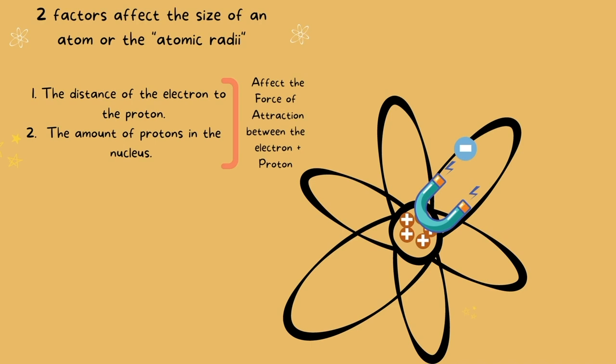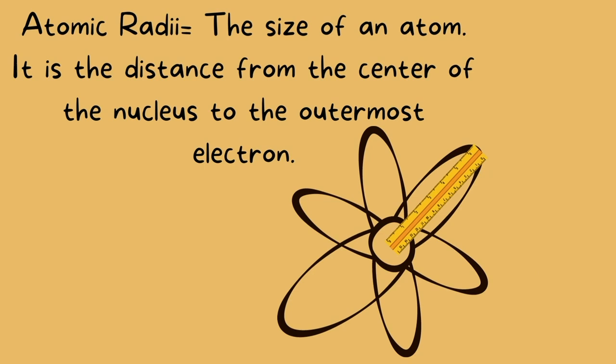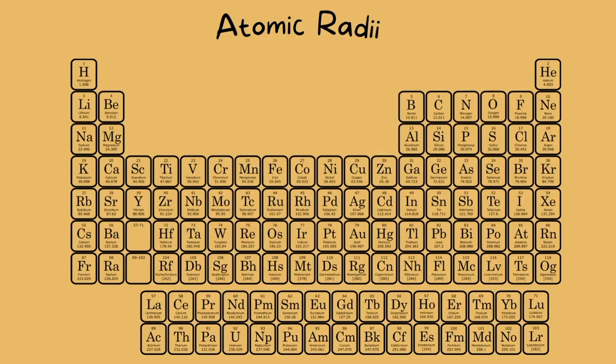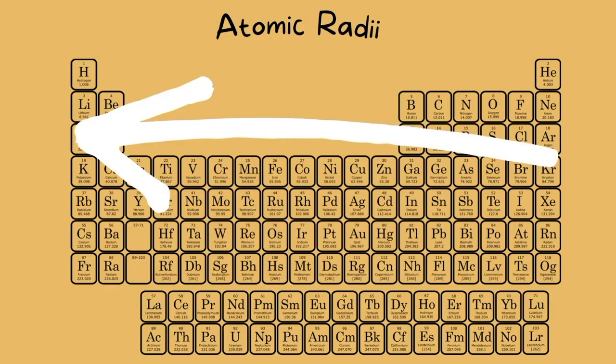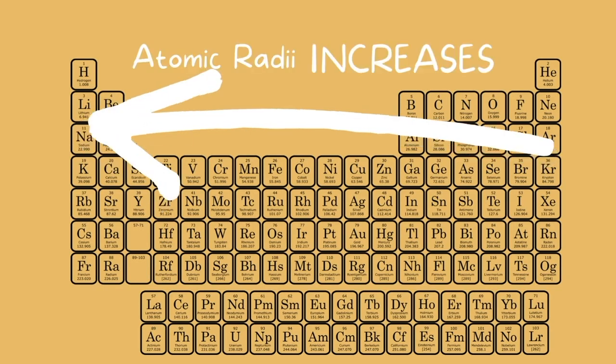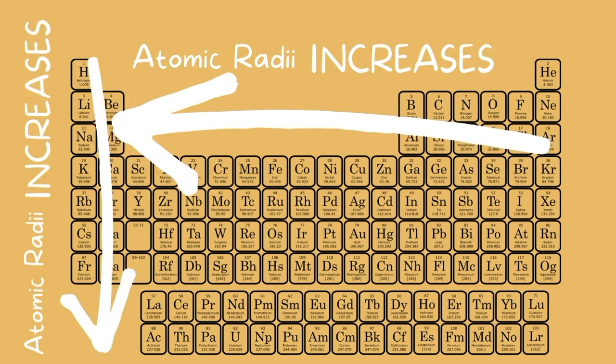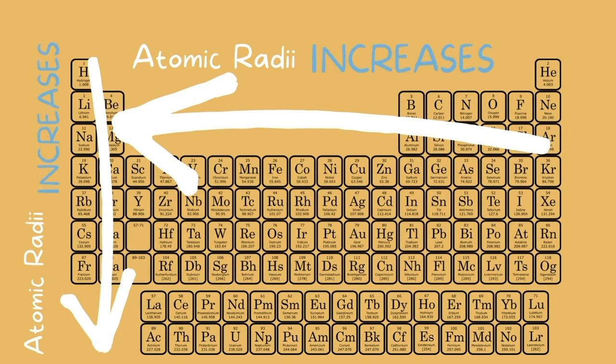So now let's take a close look at atomic radii. Atomic radii is the size of an atom. Specifically, it is the distance from the center of the nucleus to the outermost electron. The trend of atomic radii on this periodic table looks like this. From right to left, it increases. In other words, the atoms get bigger going right to left. And going downwards on the periodic table, the atomic radii also increases.